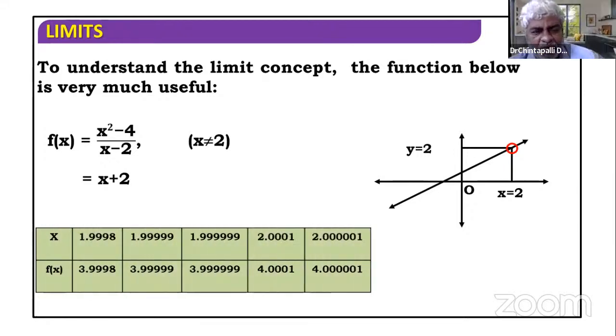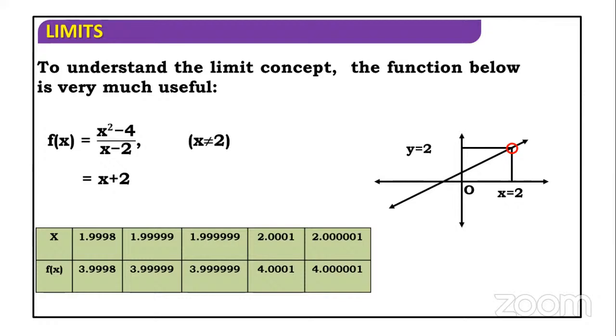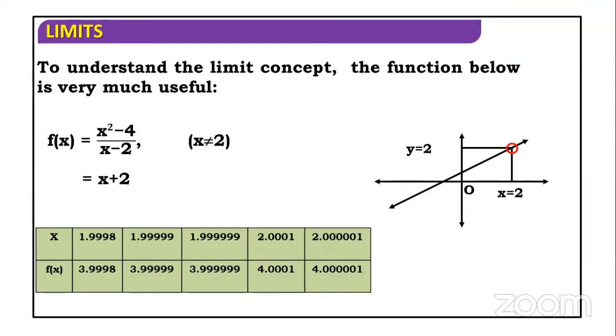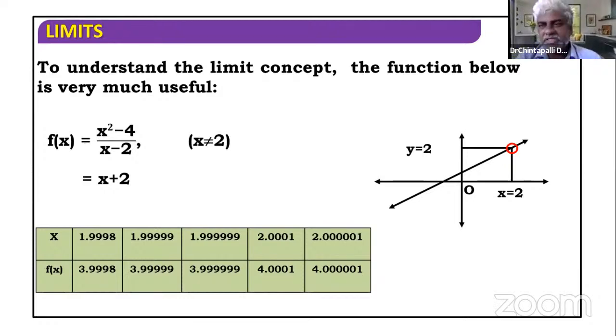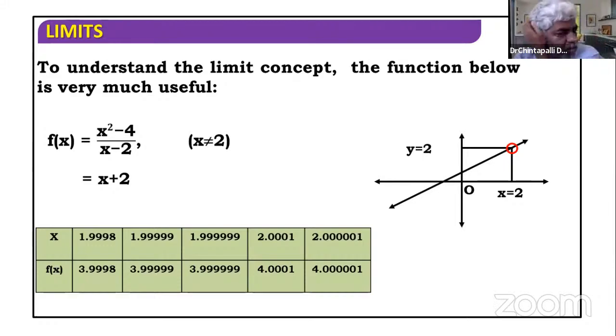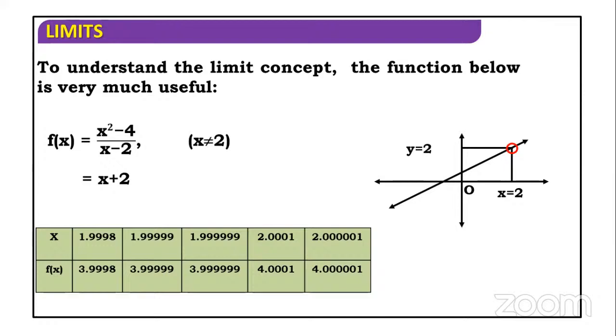We took only a few values, that means 1.9 and 2.1, something like that. But here they took many values. If x is equal to 1.9998, then f of x is 3.99998. That means if x approaches 2, then f of x approaches 4. The purpose of giving this table is to know the relation between x and f of x. Here the first column is for x values.